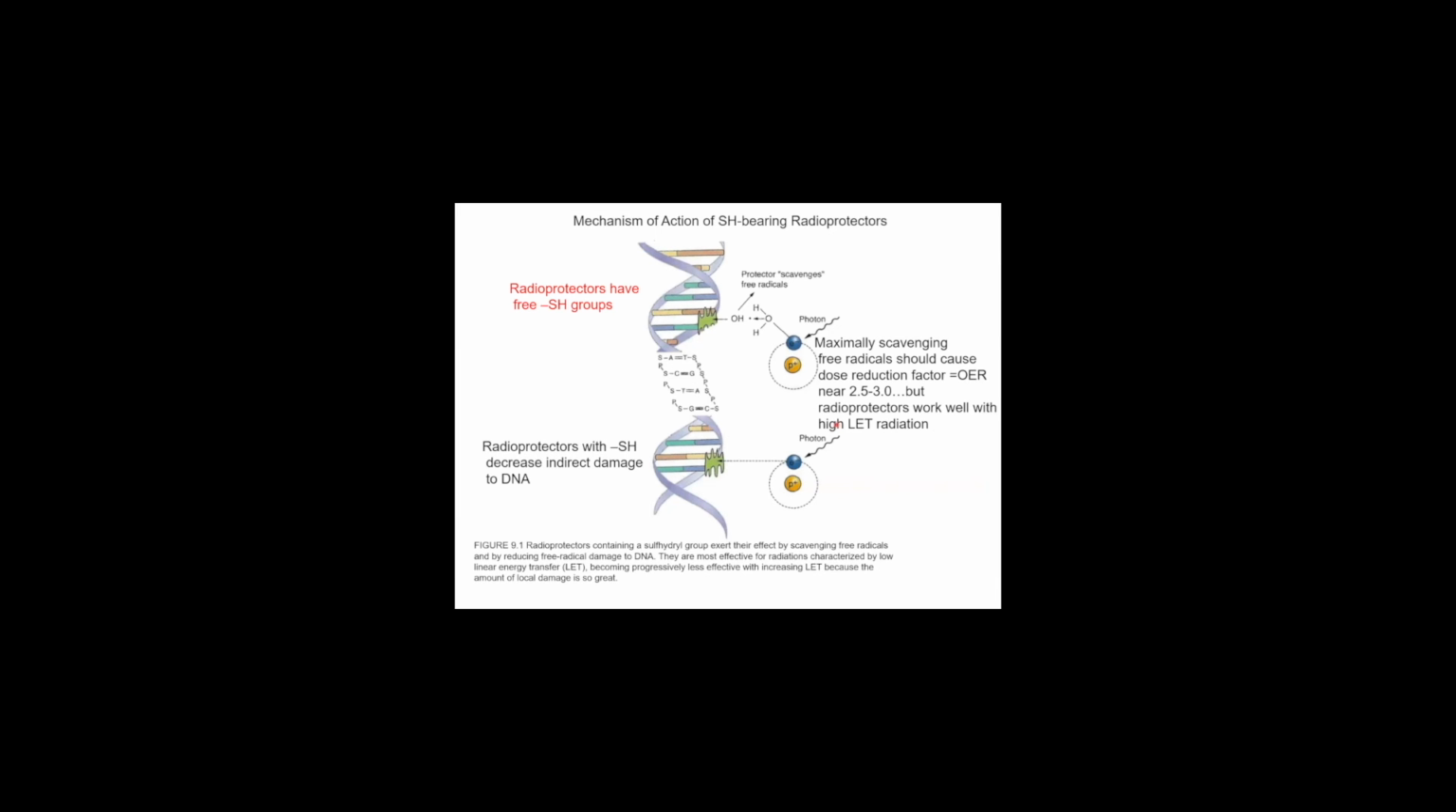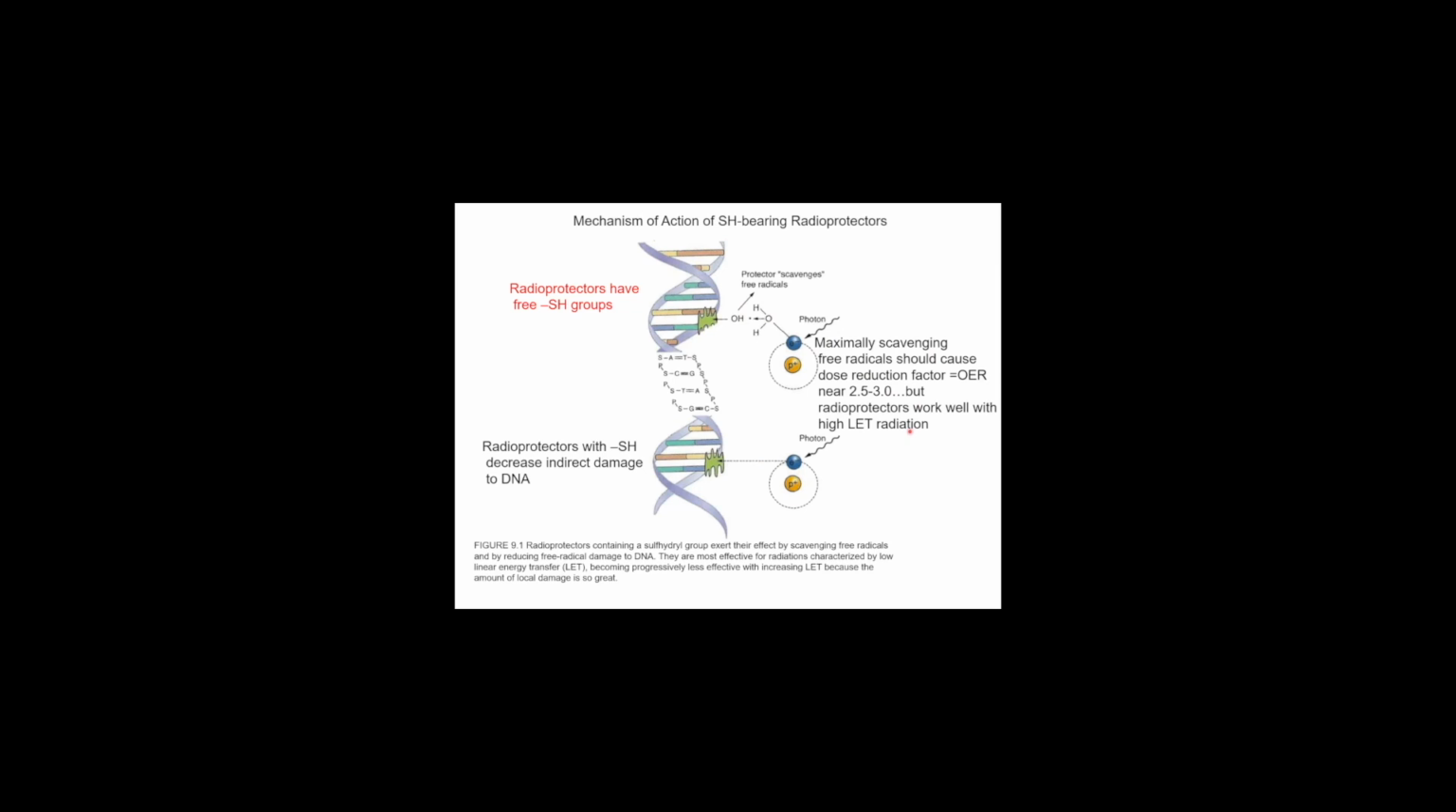And it comes back to the same thing I told you back in the first lecture that was going to be important. I said to you, we're going to talk about this direct versus indirect action. The free radical scavengers are going to work on indirect action. Here's the radiation hitting the water molecule, giving rise to the hydroxyl radical. This is eaten up with the sulfhydryl group, which converts this, two sulfhydryl groups will convert this back to peroxide, eventually to water, and prevent this from taking place. So maximally scavenging free radicals should cause a dose reduction factor that's very close to the OER.